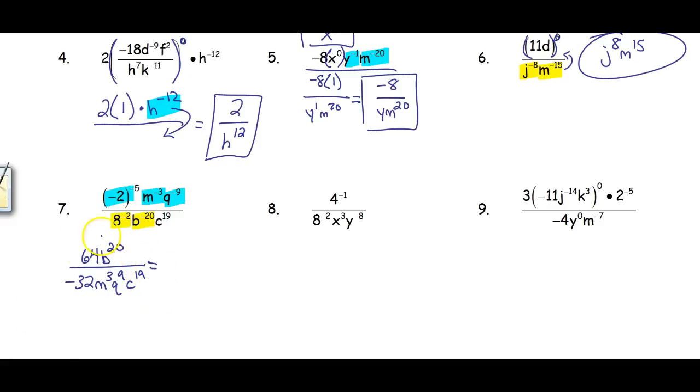Okay, our last step now is just to simplify. 64 divided by negative 32 is negative 2. So it's going to be negative 2b to the 20th over m to the 3rd, q to the 9th, and c to the 19th. Okay, why don't you go ahead and give number 8 and 9 a try on your own.